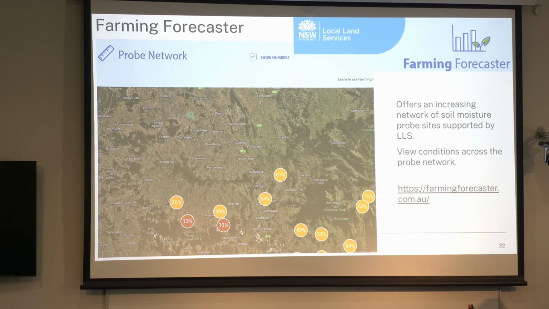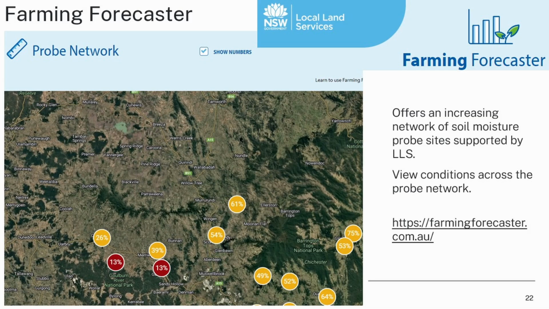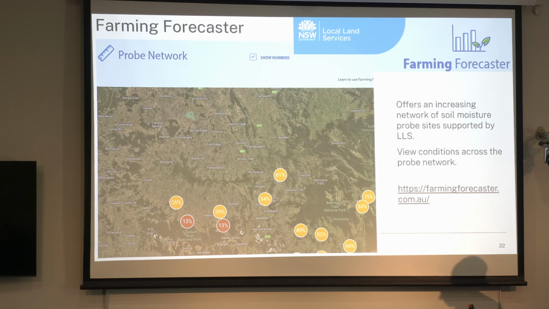Farming Forecaster. Who is familiar with the Farming Forecaster platform? Surely there's an LLS hand that might go up. Oh yes, there they are, thank you. There's a couple. Yeah. Farming Forecaster is a platform that incorporates both local weather station and soil moisture probe and pasture modelling to indicate current conditions.